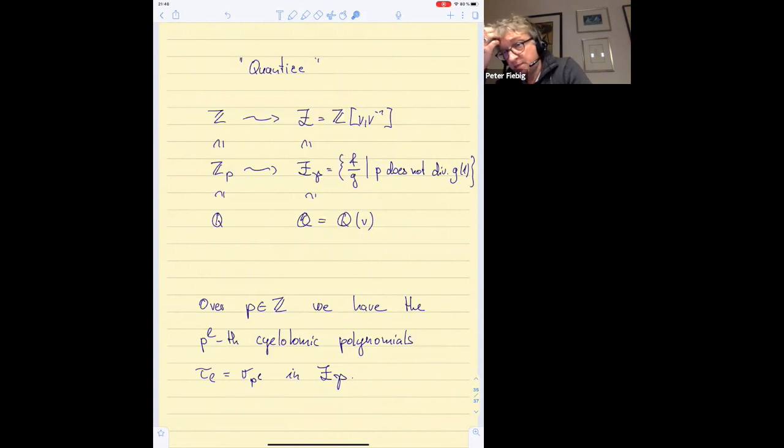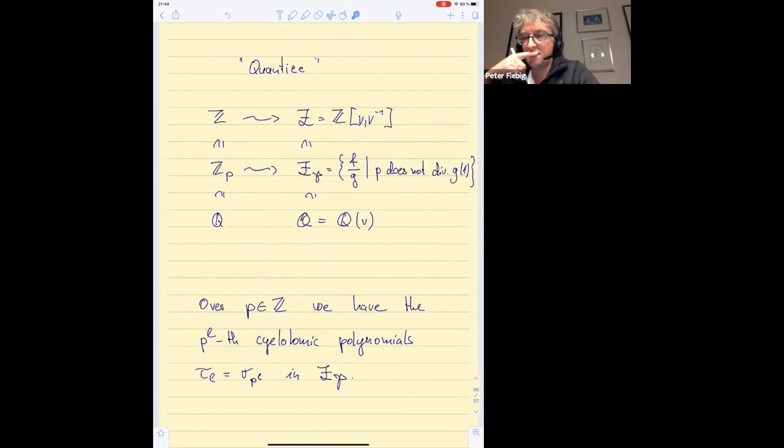So my suggestion would be to quantize this. The suggestion is to replace the integers by these quantum integers, so the ring of integral Laurent polynomials. The rationals are replaced by the field of rational functions, the quotient field of this ring, and in between, the p-adic integers are replaced by this field in between. So these are Laurent polynomials f over g with integral coefficients with the property that the prime p does not divide g of 1. So f and g are elements in this ring, g of 1 is an integer, and p should not divide g of 1. This is kind of a quantum version of the p-adic integers.